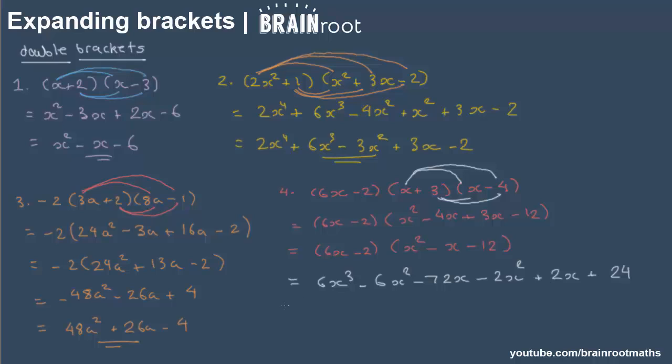And now let's take this massive expression and simplify it down to something that's much more tidy. So again, we're going down in the powers, so 6x cubed is the biggest term here, we'll put that right at the front. Minus 6x squared and minus 2x squared simplify down to minus 8x squared. And minus 72x and plus 2x simplify down to minus 70x. And the 24 comes down as it is.